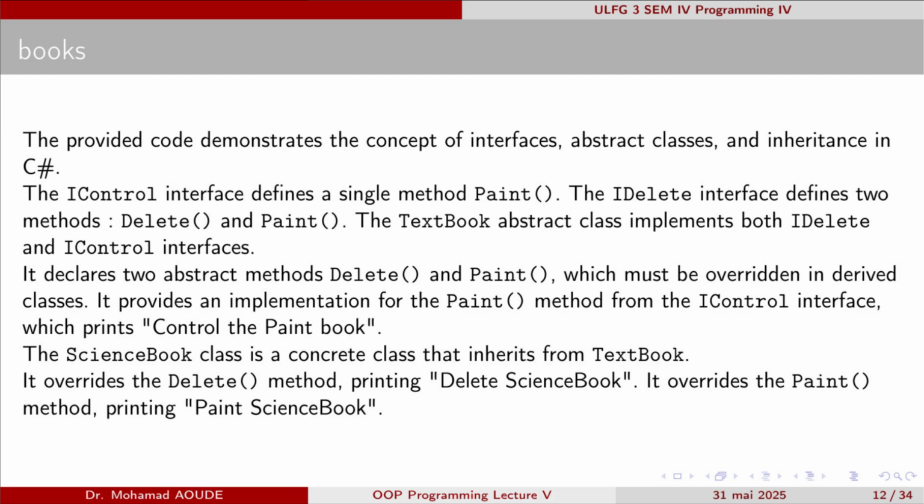Now let's look at a slightly different scenario with our books example. This example will demonstrate interfaces, abstract classes, and inheritance working together. We'll have two interfaces, IControl and IDelete, both of which will happen to have a Paint method. We'll then have an abstract class called TextBook that implements both these interfaces. It will declare some abstract methods that derived classes must implement, and it will also provide an explicit implementation for IControl.Paint. Finally, a concrete class, ScienceBook, will inherit from TextBook and provide the specific implementations. The goal is to see how different Paint methods are called, depending on how we reference the ScienceBook object.